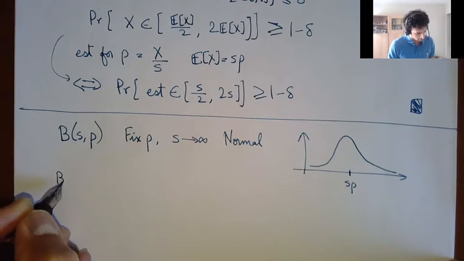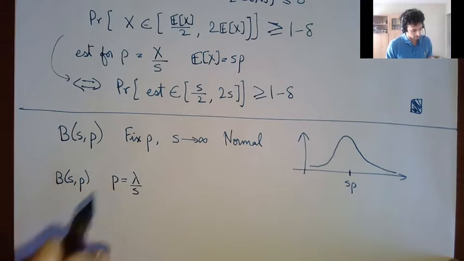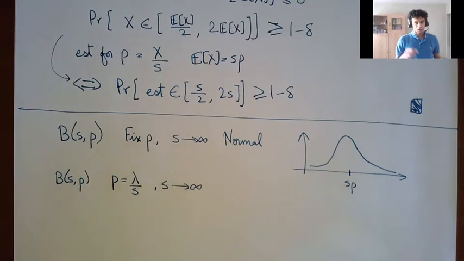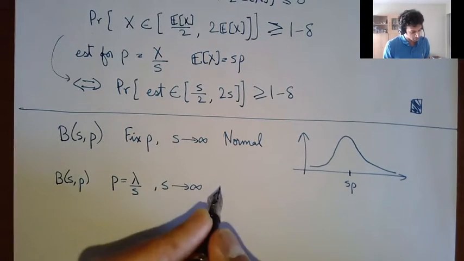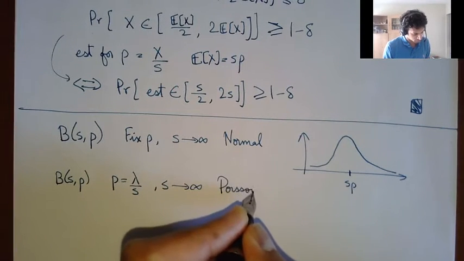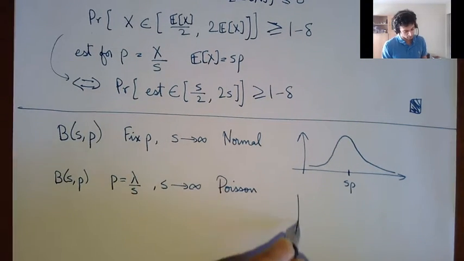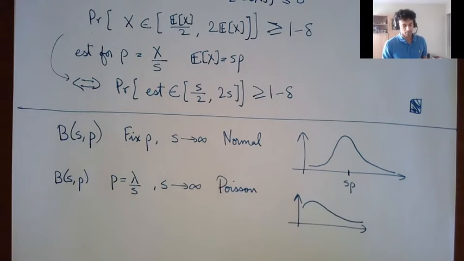But suppose you're looking at B(S, P), where P is like lambda over S, and now S goes to infinity. So the probability of heads is going down. I'm looking at the limit of this process, this distribution, and this is basically a Poisson. Note that even as S goes to infinity, the expectation is fixed at lambda. So what you have here is something that looks like that, and this typically is your lambda.